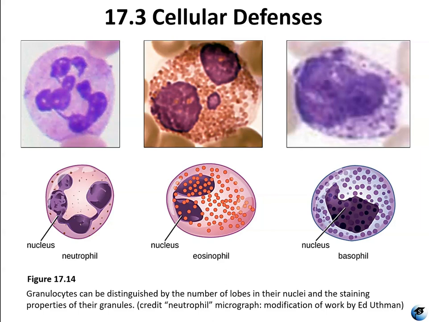So figure 17.14 is showing some micrographs of your granulocytes. The first one here with several lobes is a neutrophil. Then in the middle here, it has 2 lobes. That's an eosinophil. And then the last one that doesn't have lobes is a basophil.